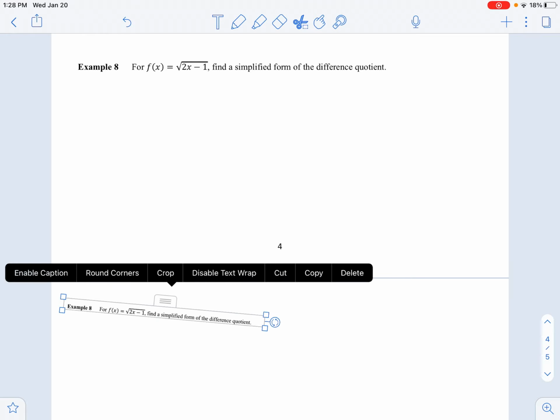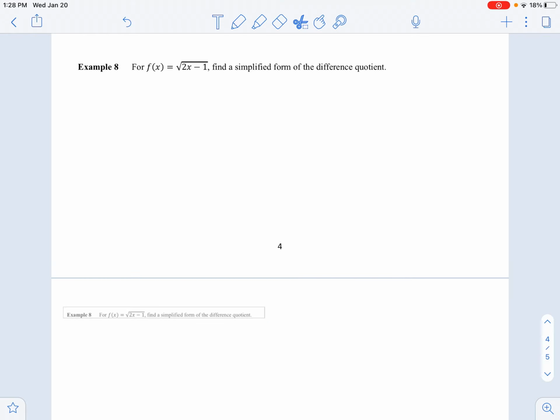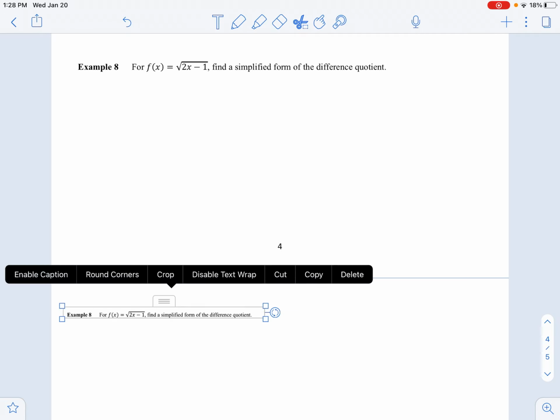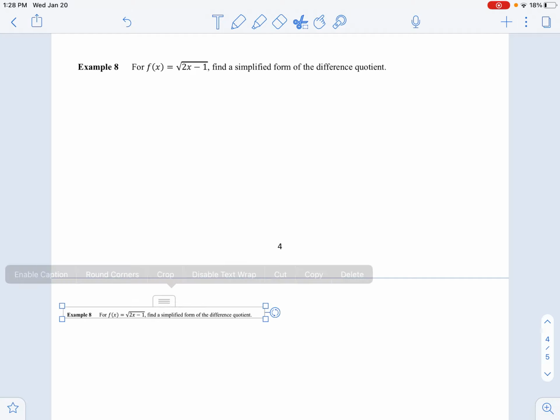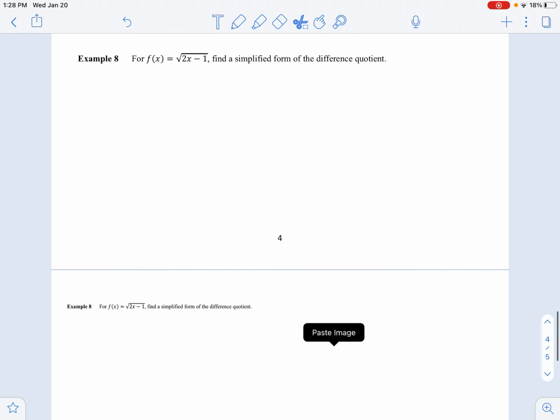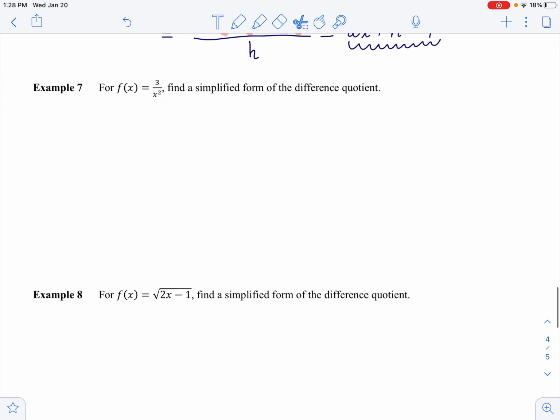Hey, what was that? It's crooked. Hey, it's getting crooked again. I just want to enlarge this. I guess I can't really enlarge this, huh? All right, that's fine. I'll do example 7 right here.